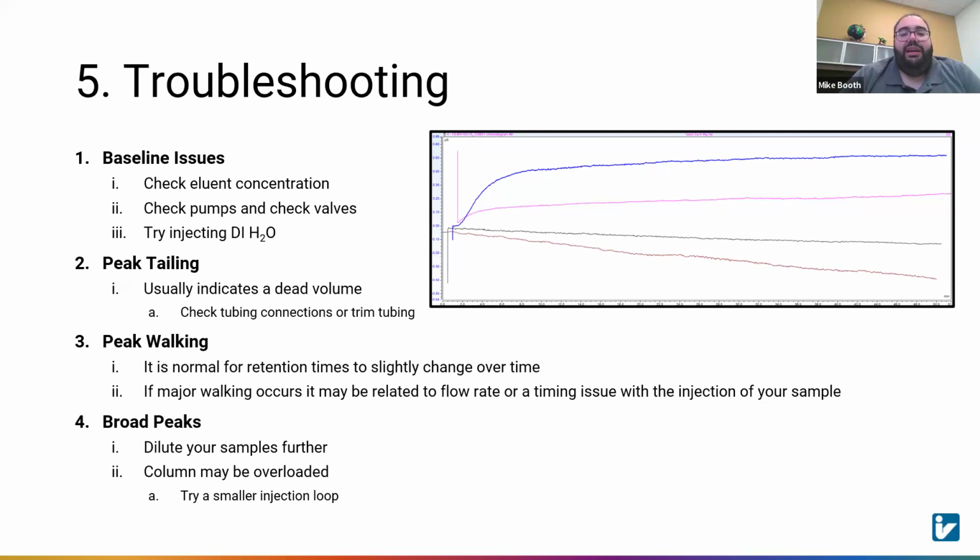Broad peaks are pretty easy to fix most of the time. It usually indicates that the sample's just too concentrated. If it's your sample itself, you can try to dilute the sample. If it's the column that's overloaded, you can try a smaller injection loop. That should work for broad peaks.